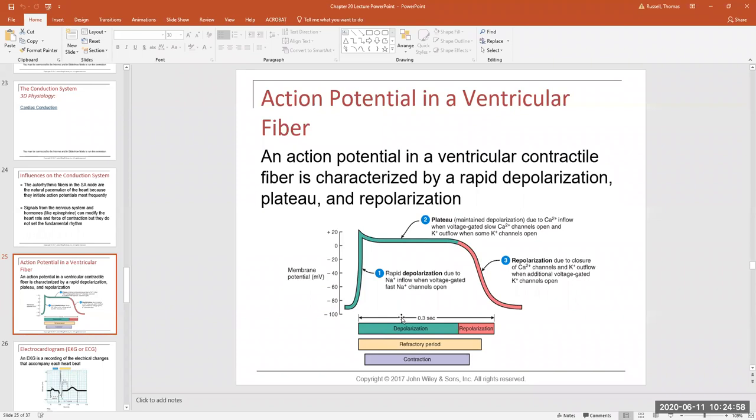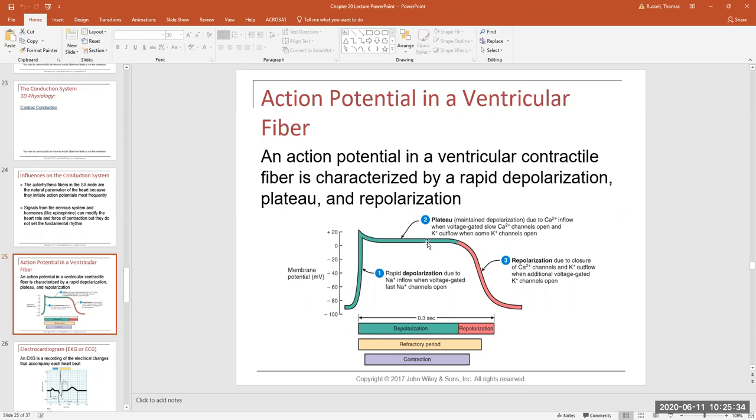Because under normal conditions, during this time right here, we have what's called a refractory period. Notice it extends the whole length of the plateau phase and just into repolarization. It is during this amount of time that the heart cannot contract again, which means the heart has to repolarize and then relax before it can contract again. So the heart won't contract and just stay contracted. Because let's face it, if your heart was contracted and just stayed contracted, it's not pumping blood and you're dying.